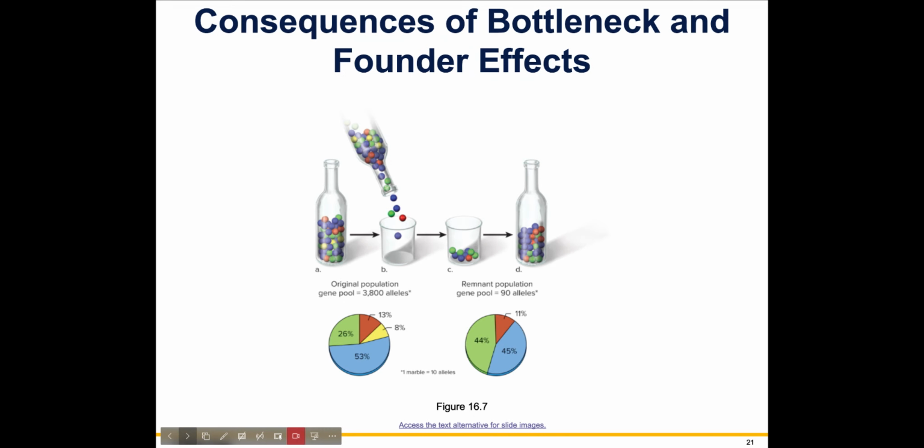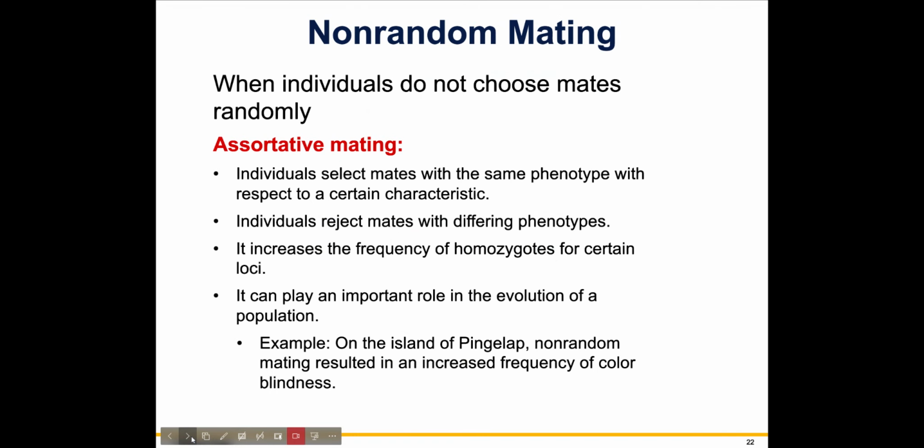So again, here's our picture to show us this bottleneck effect. You have this bottle of marbles, you pour some of it out, you lose alleles, you change the frequency in this new population. All right, so to recap, we've already had mutations, that's our middle finger. We've already had our gene flow or migration, which is our pointer finger. We've had our genetic drift or founder effect and bottleneck effect, that was our pinky finger.